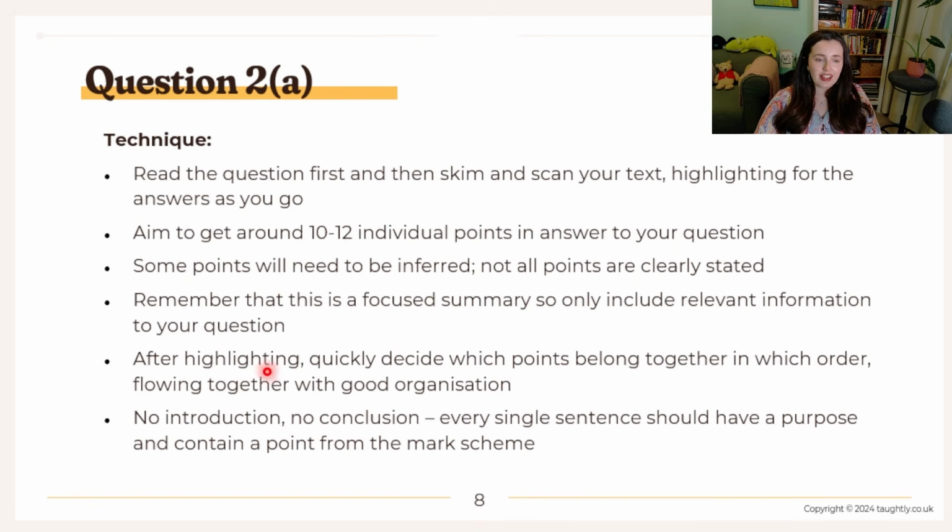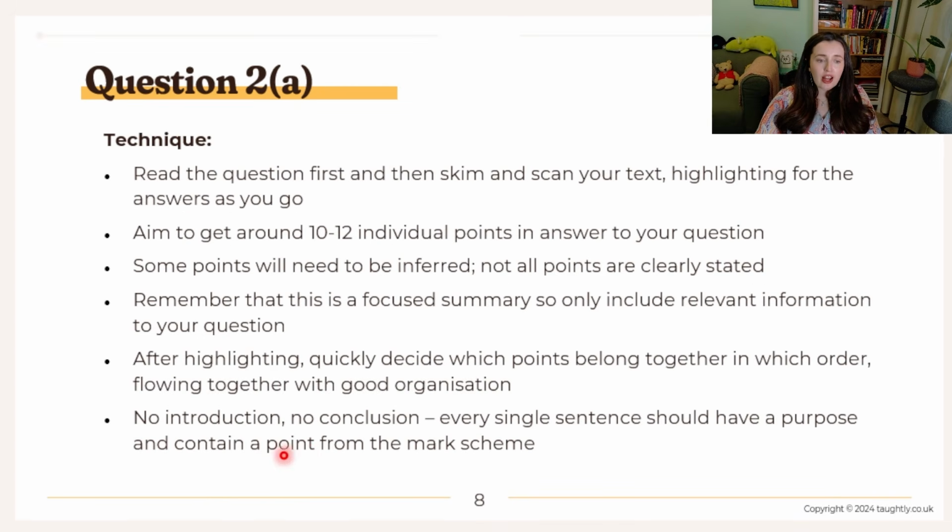After you have done highlighting your 10 to 12 potential answers, I recommend that you then spend a little bit of time deciding which points belong together. Which points should you put together in the same sentence or in the same paragraph so that your answer flows and links with good organisation. And do remember that for summary writing, you don't need to have an introduction or a conclusion. Ideally, every single sentence should have a purpose.